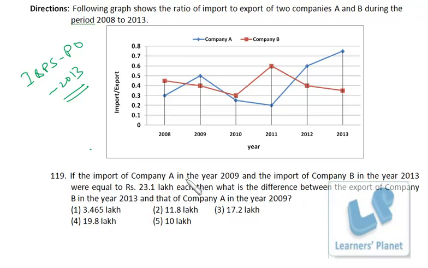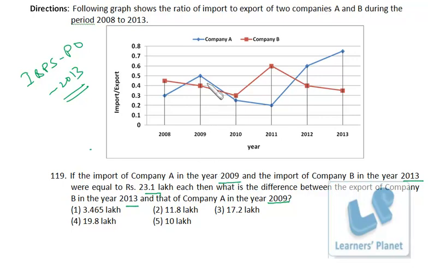If the import of company A in the year 2009 and import of company B in year 2013 are equal to 23.1 lakh each, then what is the difference between the export of company B in year 2013 and that of company A in 2009? So we have to find out the export of company A in year 2009.